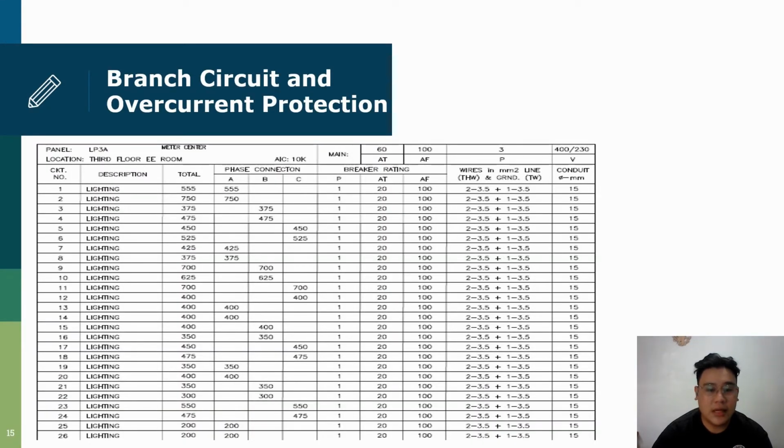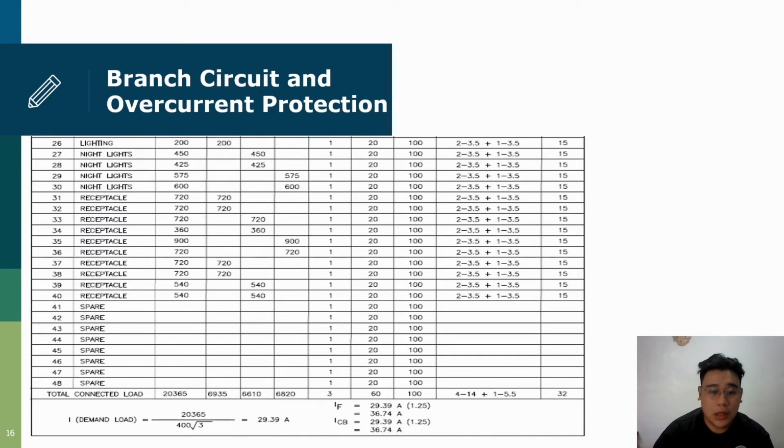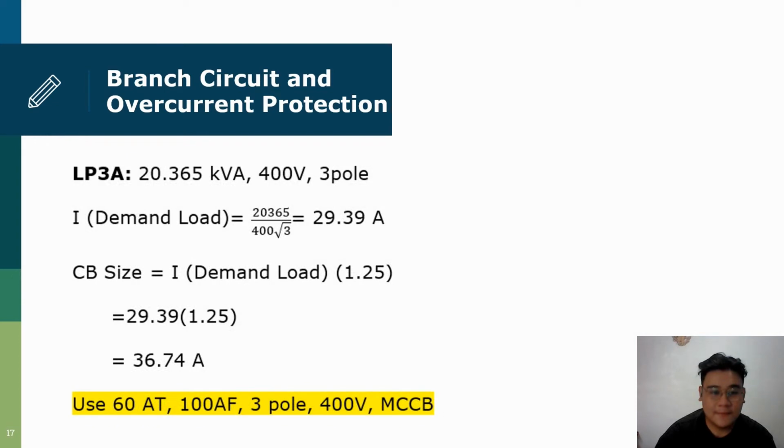Next is the LP3A. We can see the schedule of loads, which has a continuation. Let me just highlight these 400 volts and 230 volts. Then the total connected loads, 20,365. Okay, let's proceed. For the LP3A panel, we have 20.365 kVA, 400 volts, 3 poles.